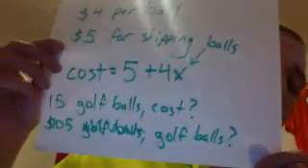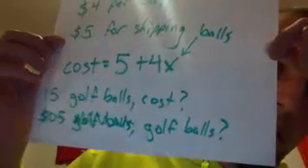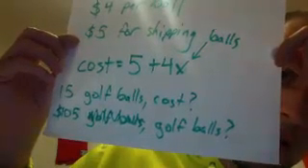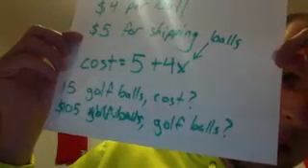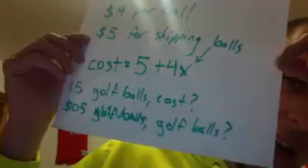Okay, so these are the two questions. We've got an equation set up now. Cost is equal to 5 plus 4x, where x is golf balls. Here's the two questions I want you to answer. If I buy 15 golf balls, what's the cost of that? And if I spend $105, how many golf balls can I get? Two separate questions. Answer both of those.